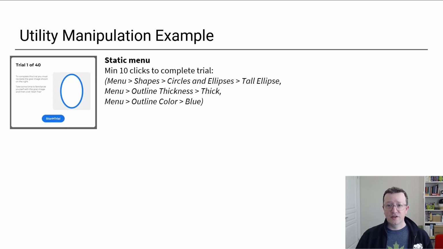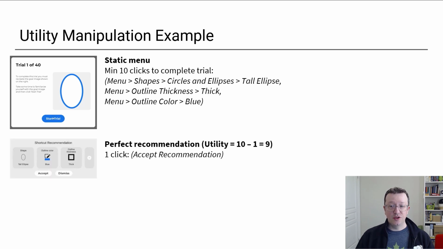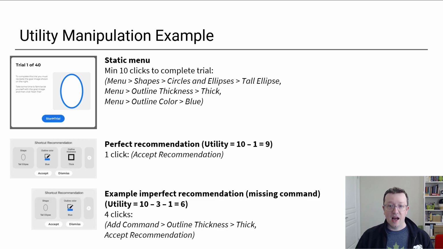We designed the study task so that we could manipulate the utility of recommendations, which we define as the number of clicks that can be saved by using an aggregated recommendation over the static menu. For the trial on the slide here, it would take 10 clicks in the static menu to recreate the image. A perfect recommendation has utility 9, since it can save 9 clicks of the static menu; you still have to click accept. Here's another example of an imperfect recommendation, which has utility 6, because there's a missing command that would take 3 clicks to add, plus the accept click. That's 4, and 10 minus 4 is 6 utility.